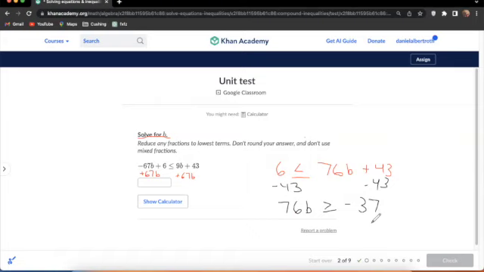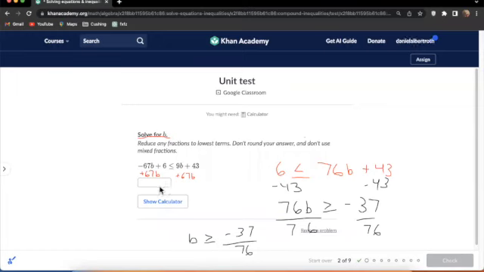So hopefully that's right. I'm going to divide both sides by 76. And I think it's going to give me like a strange fraction here. So I'm going to get over 76, over 76. And I believe I'm left with b is greater than or equal to negative 37 over 76. That's a really strange answer, but I think 37 is a prime number, so I don't think we can divide the top and bottom by anything.